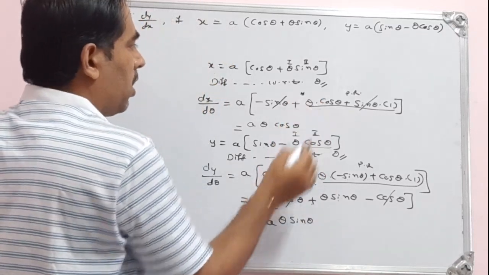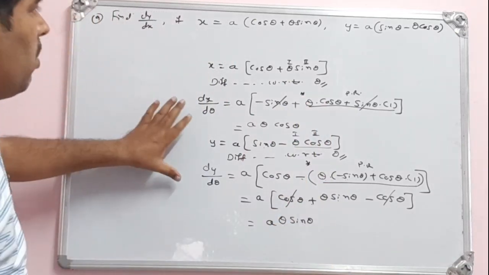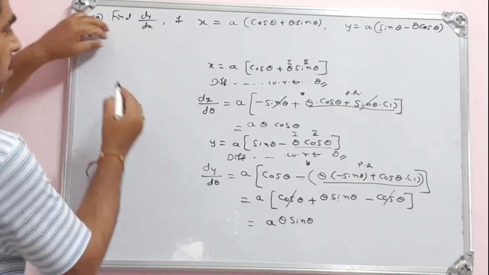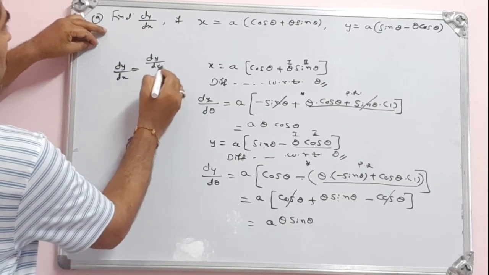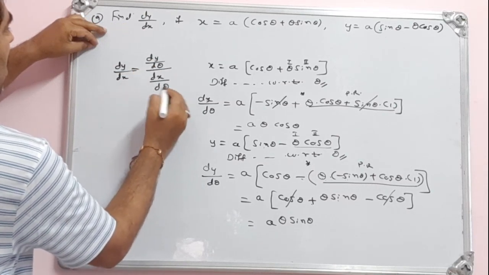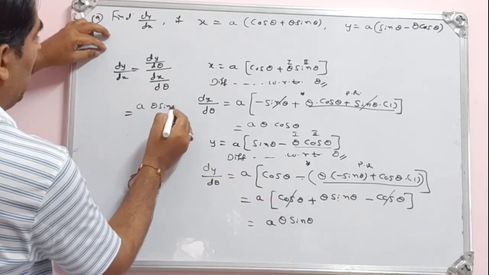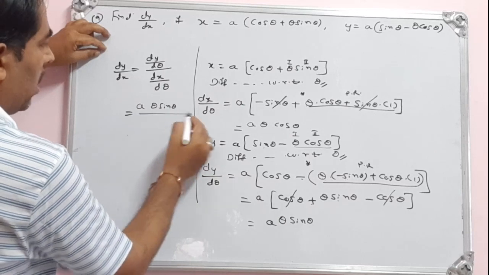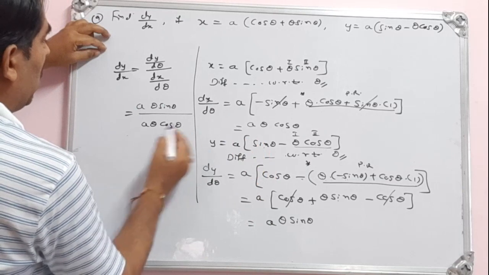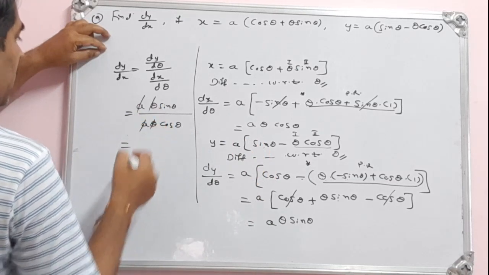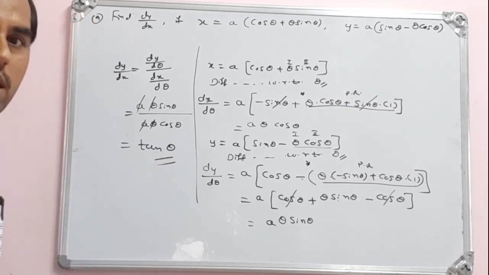This is the product rule. Here I have to use the bracket because the sign changes. So what do we want? We want dy by dx. dy by dx is equal to dy by d theta divided by dx by d theta. dy by d theta is a theta sin theta, divided by dx by d theta, which is a theta cos theta. So a cancels, theta gets cancelled, and sin theta by cos theta is tan theta. So our answer is tan theta.